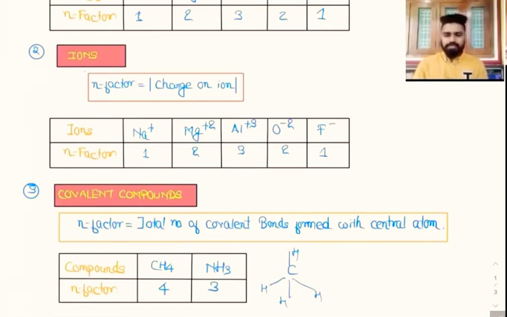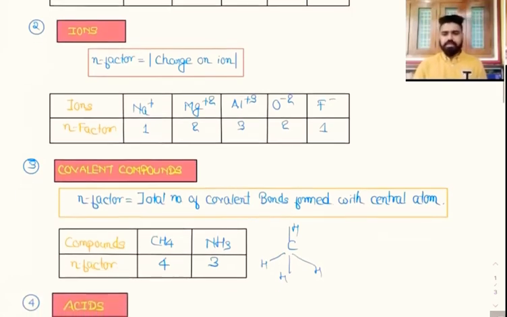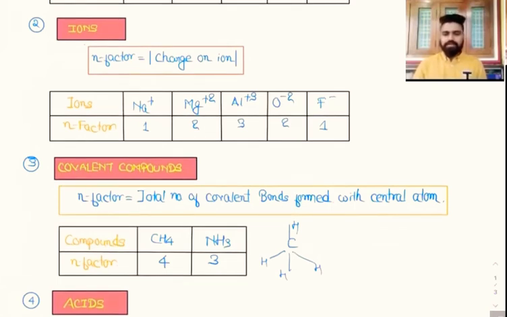Next, we will be looking at the calculation of n factor for acids. In case of acids, the n factor is equal to the total number of replaceable H+ ions present in the acid. That means the total number of replaceable H+ ions that an acid will contain will be equal to its n factor. In other words, the total number of replaceable H+ ions of an acid is equal to the basicity of the acid. Therefore, we can say the n factor of an acid is equal to the basicity of the acid.